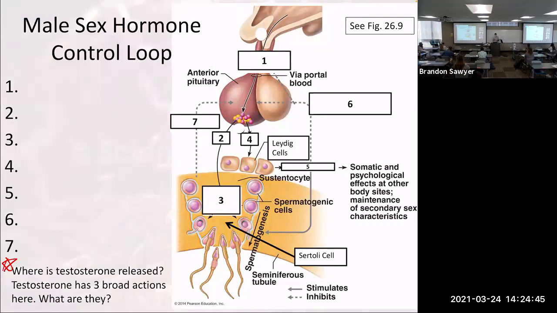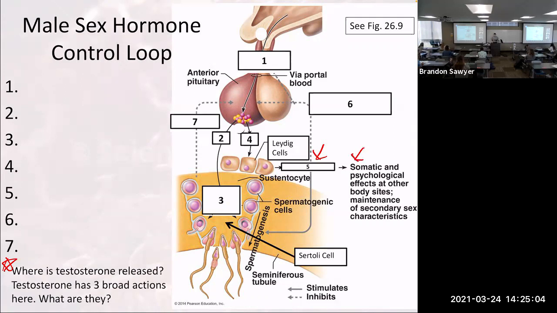Let's take a look at what you guys said there. Okay, so a little over half of you, almost 60%, are saying 5. So somewhere around here is what it's looking like, and that makes sense because it's connecting right to some of the effects of testosterone. Okay, so let's walk through this.